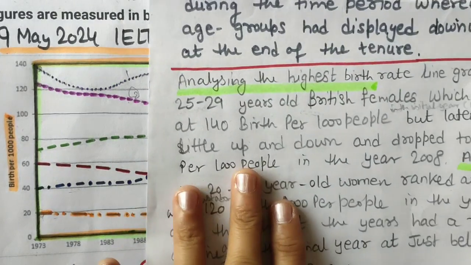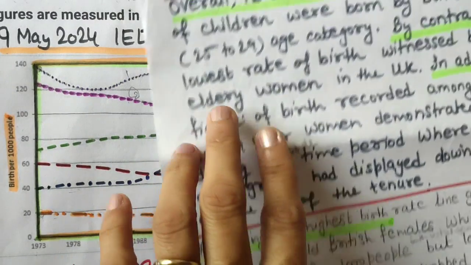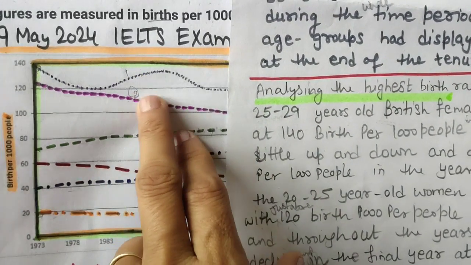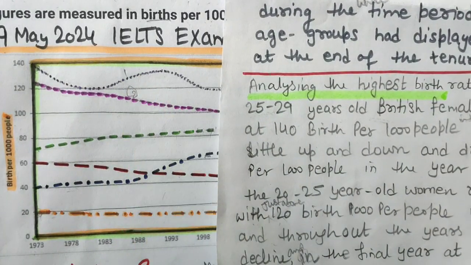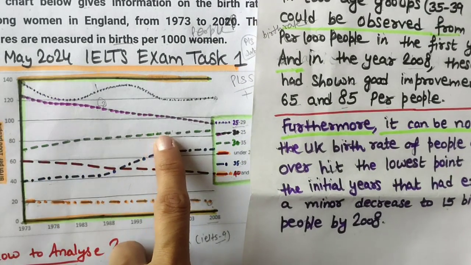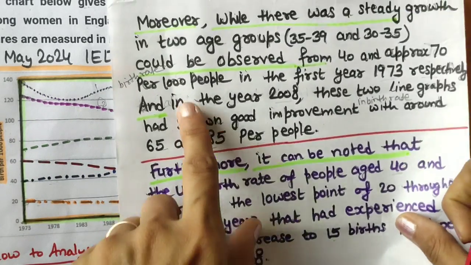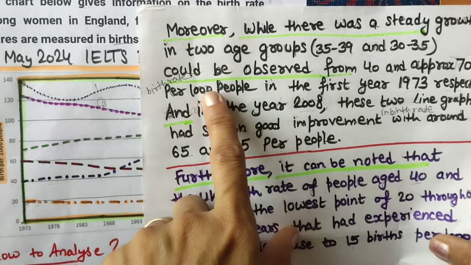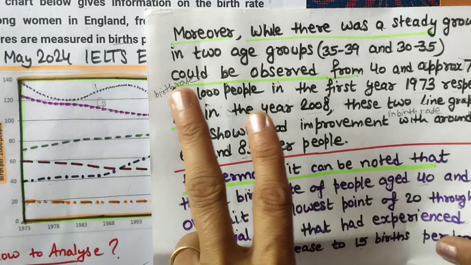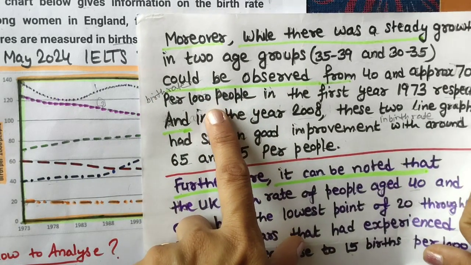So in the first body detail paragraph, meaning after introduction and overview, we have talked about these two lines. Now I will combine these two lines because they are exceptionally going up. Okay, so moreover, that's more important. Somewhere in the body detail paragraph you should combine two groups' information in one sentence structure.